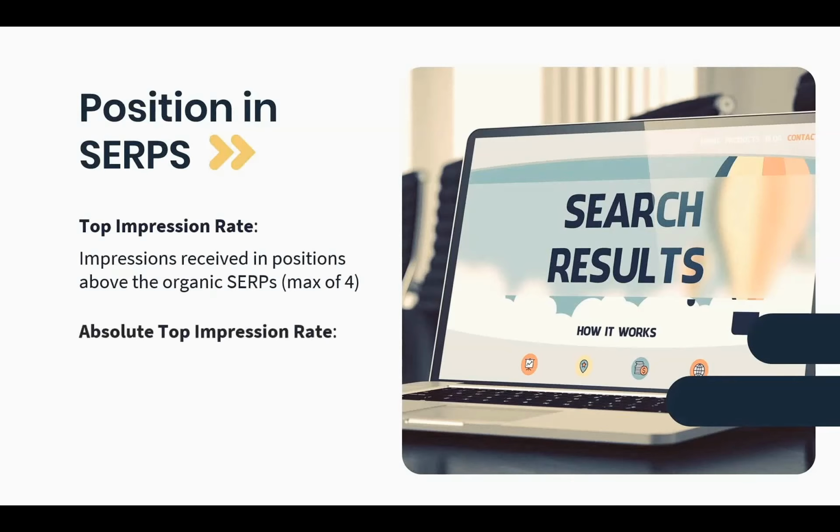And then there is the absolute top impression rate. And this is the percentage at which your ad was in position number 1. So the top of the results page. These two metrics together won't add up to 100%. Because the absolute top is included in the top impression rate, because it is from 1 to 4, if that makes sense. It's important to get to grips with these position metrics because they'll be part of what we look at when we optimize a campaign.